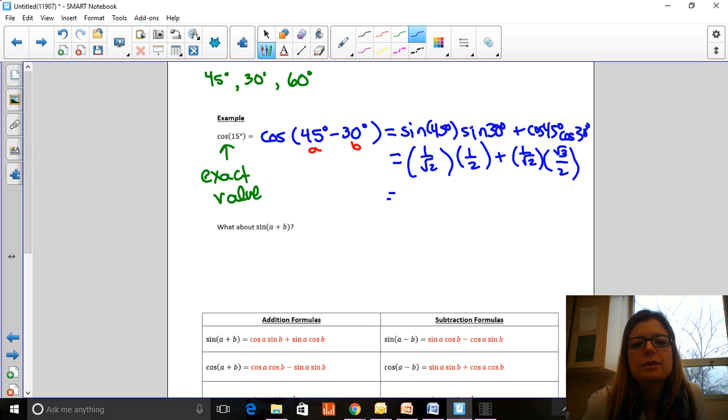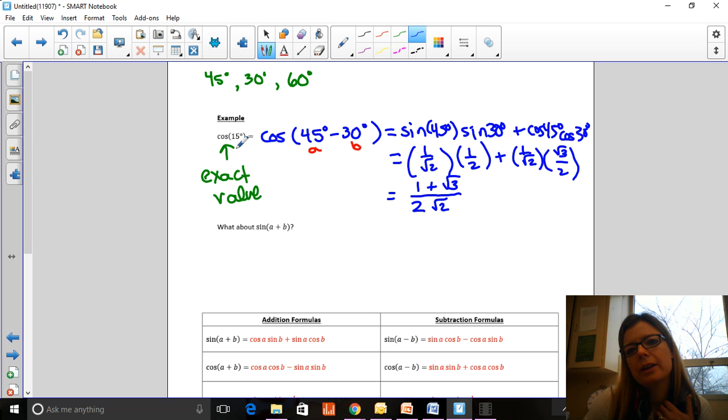Okay, so now we just need to simplify this. So notice that they both have a common denominator of 2 root 2. So we just end up with 1 plus root 3 on the numerator because they already have a common denominator of 2 root 2. So this is the exact value of the cos of 15 degrees.